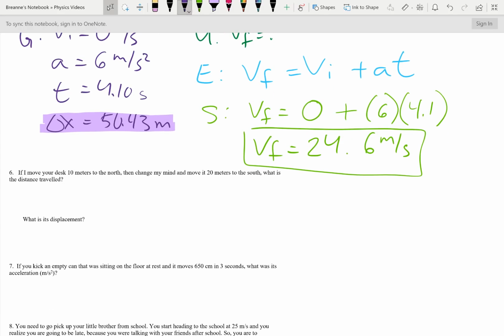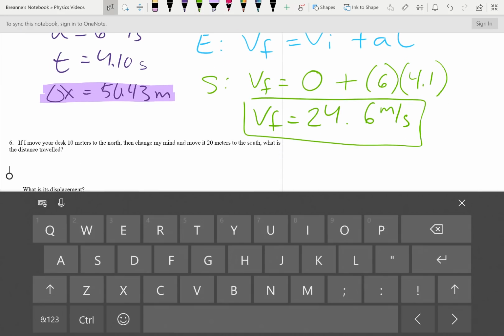So number 6 says, if I move your desk 10 meters north and then change my mind and move it 20 meters south, what is the distance? And then, of course, what is the displacement?